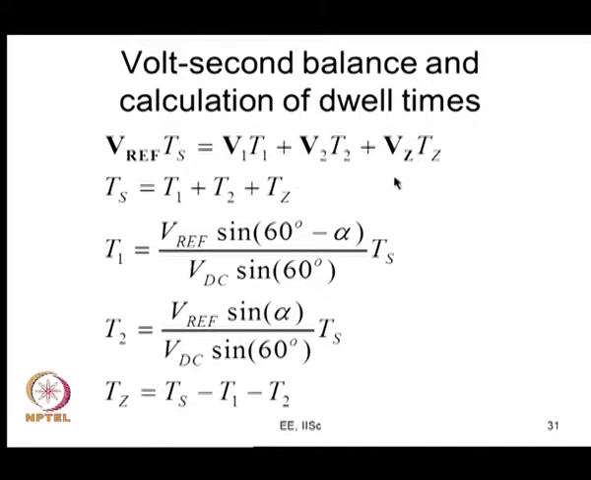And how are they calculated? This is what is volt second balance. This is the reference volt second, this is the applied volt second, they are equal, and the sub cycle time Ts is equal to the active vector 1 time, active vector 2 time, and the null vector time. T1 is calculated based on the magnitude and angle of the reference vector. T2 is also calculated based on the magnitude and angle, and Tz is Ts minus T1 minus T2. We did this in good detail when we did the module on space vector based PWM.